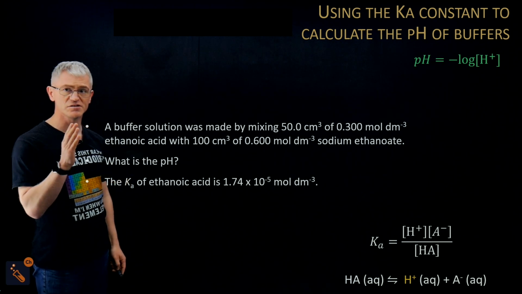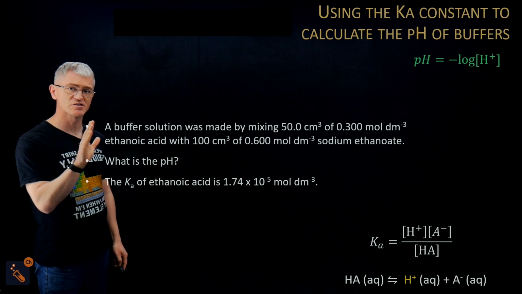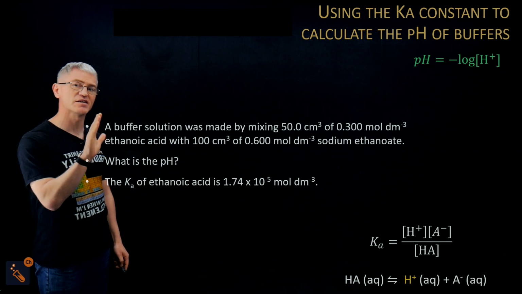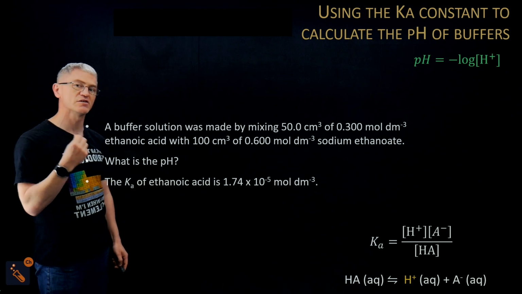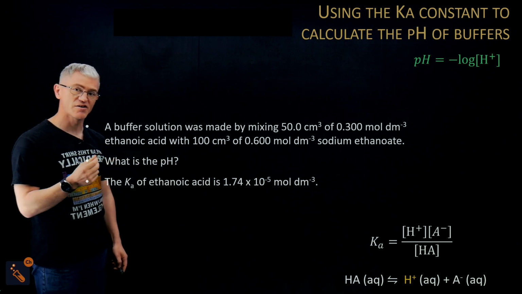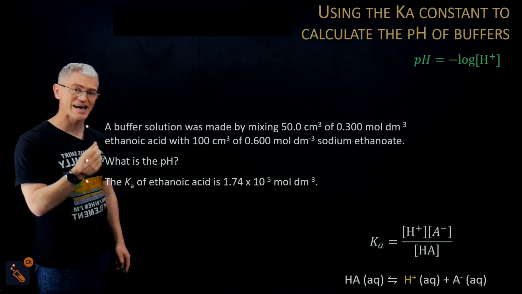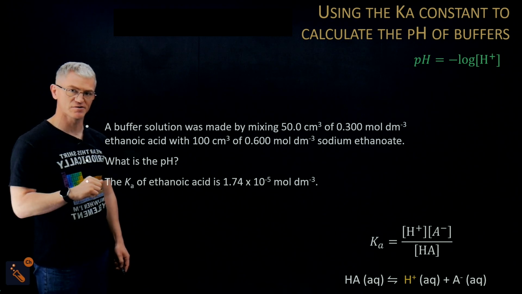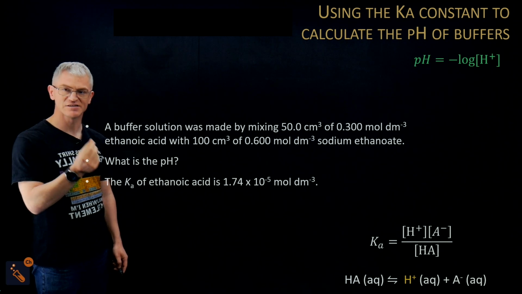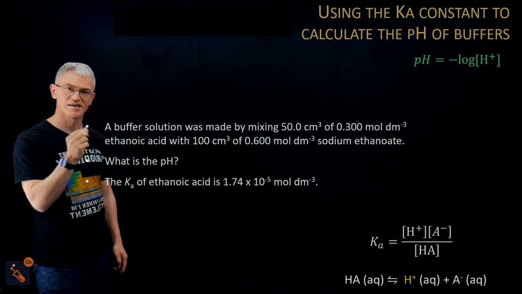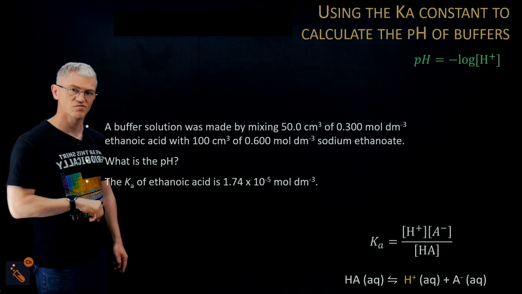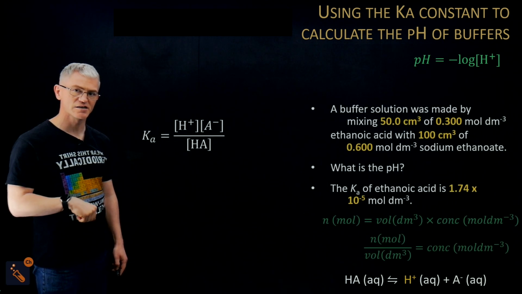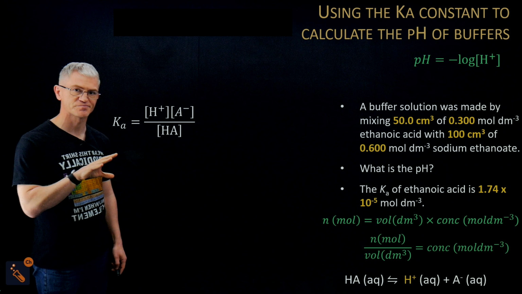So with the question, a buffer solution was made by mixing 50 centimetres cubed of 0.3 moles per decimetre cubed ethanoic acid. So that means you can calculate the moles of the ethanoic acid because you have the volume and you have the concentration. Again, stop the video and do that. Now, you also have sodium ethanoate. Sodium ethanoate is the A minus. It's the conjugate base of ethanoic acid. So this question wants to know what's the pH, and it gives you a Ka value right here. Let's move it to the side and bring our equation back up.